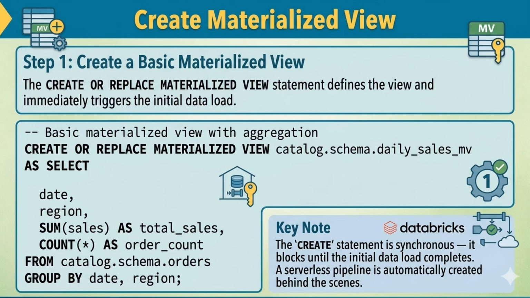We use CREATE OR REPLACE MATERIALIZED VIEW catalog.schema.dailysalesmv AS SELECT date, region, SUM(sales) AS total_sales, and COUNT(*) AS order_count FROM catalog.schema.orders. Then we group the data by date and region. So what this does is it aggregates your raw order data into a summarized format, making queries much faster.